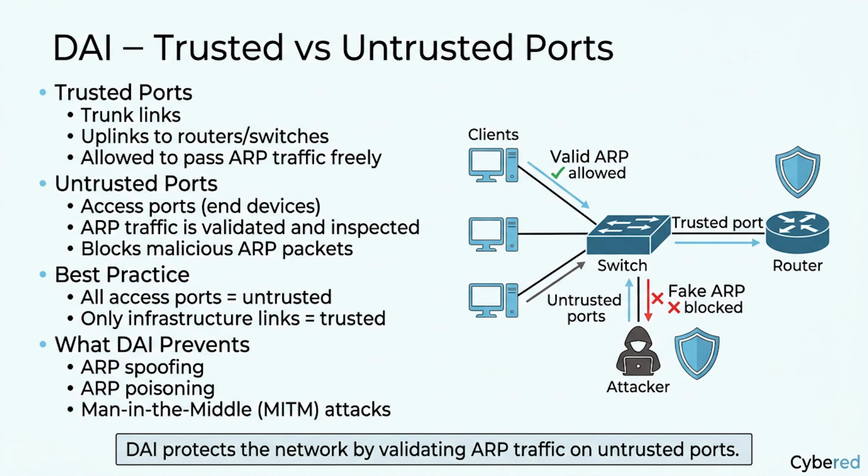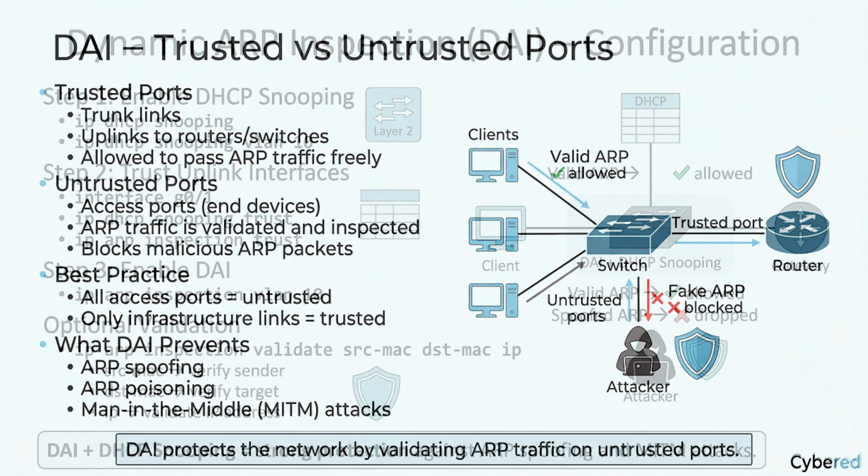Trusted versus untrusted ports. Trusted ports: trunk links, uplinks to routers and switches. Untrusted ports: access ports and end devices. Best practice: all access ports are untrusted, and only infrastructure links are trusted. DAI prevents ARP spoofing, ARP poisoning, and man-in-the-middle attacks.